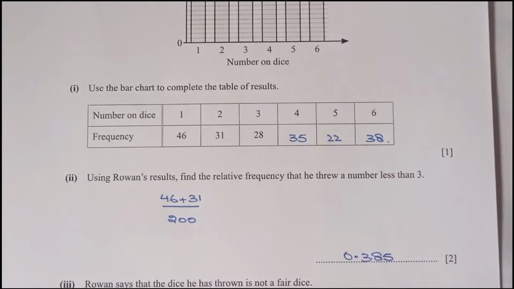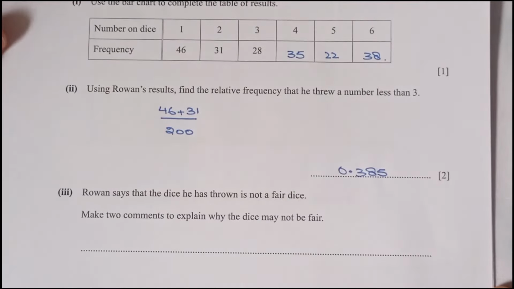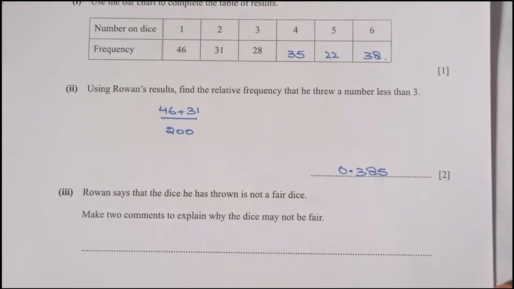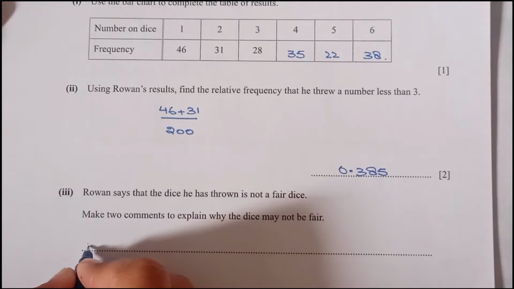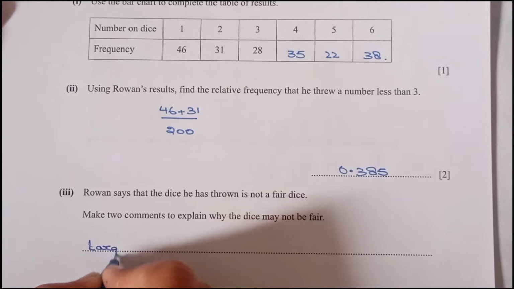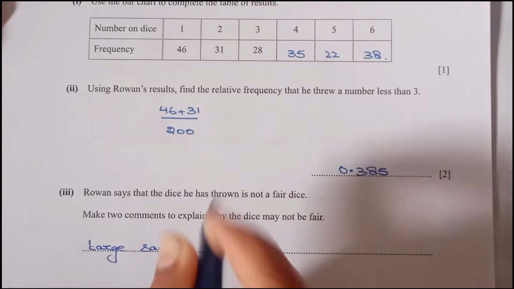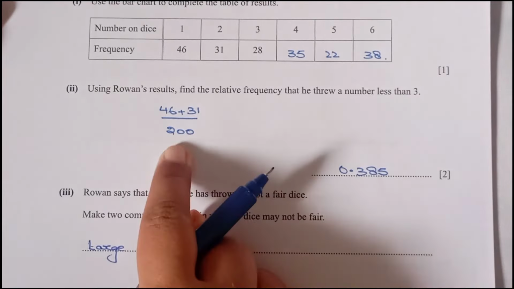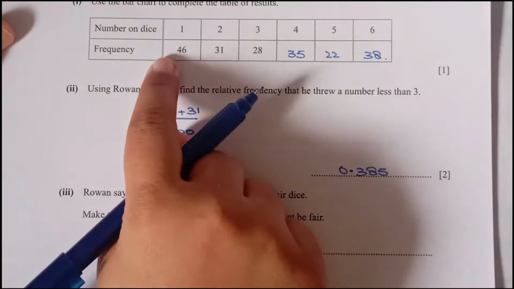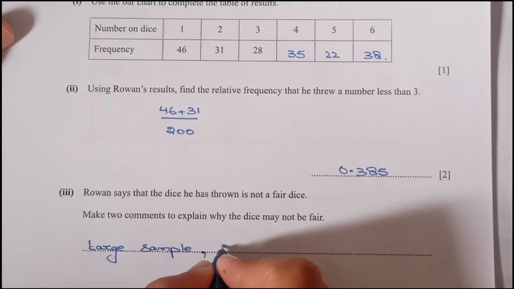So that is the relative frequency, 0.385. Now for the third part, Ron says the dice he has thrown is not a fair dice. Make 2 comments to explain why the dice is not fair. Yes, the dice is not fair. The first comment is that it has a large sample, because the number of throws is 200, so that's a very large sample, and we can also clearly see from the frequencies that the frequencies are different.